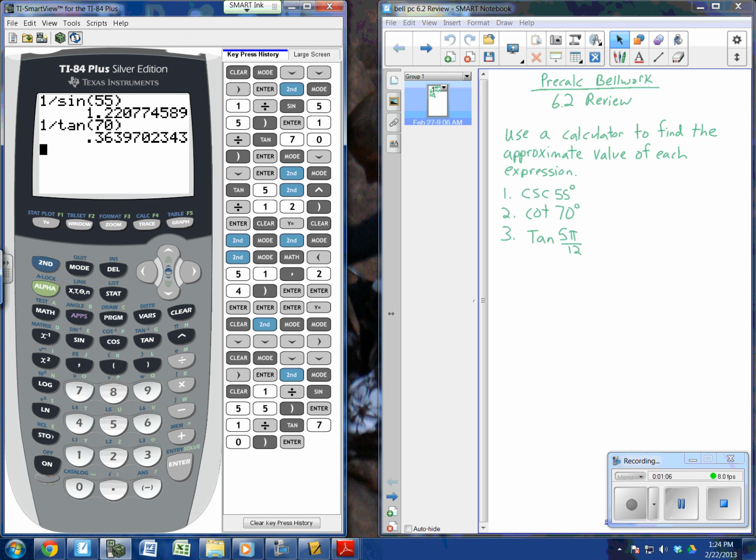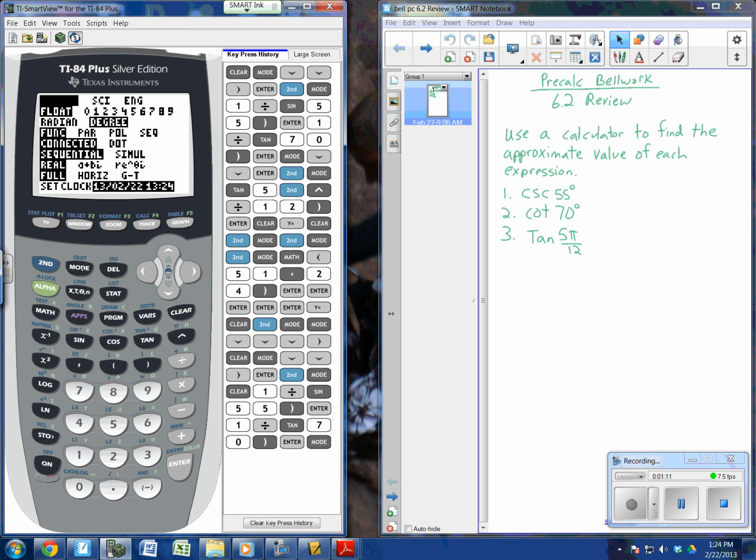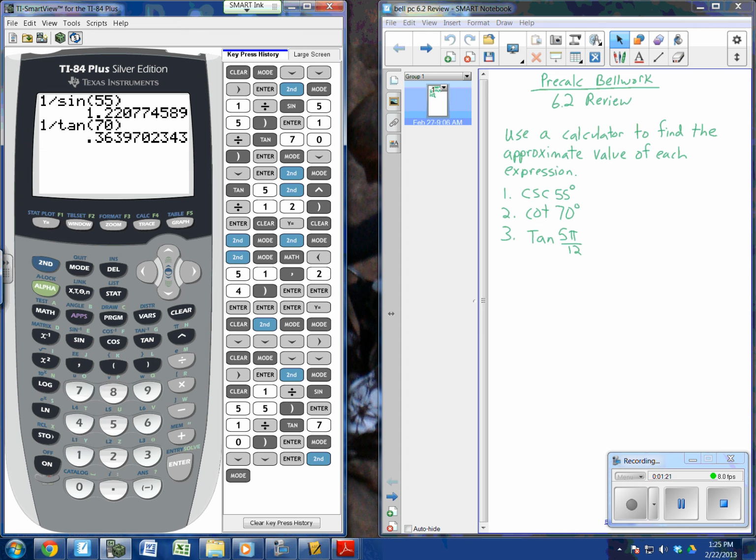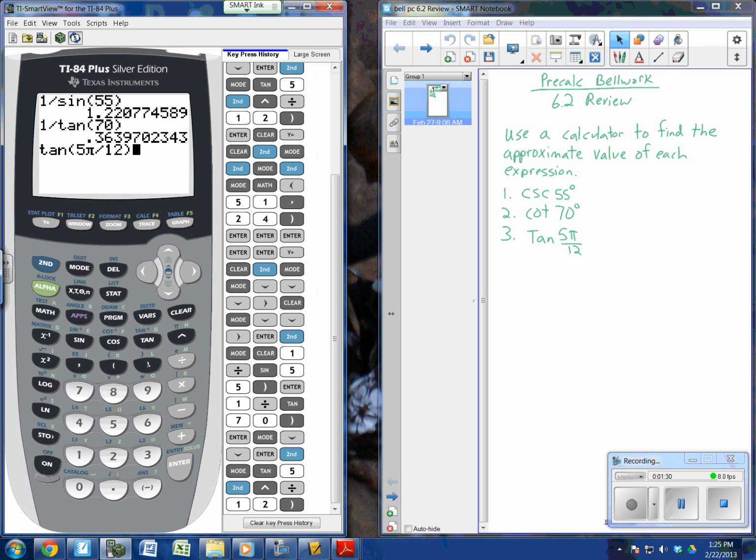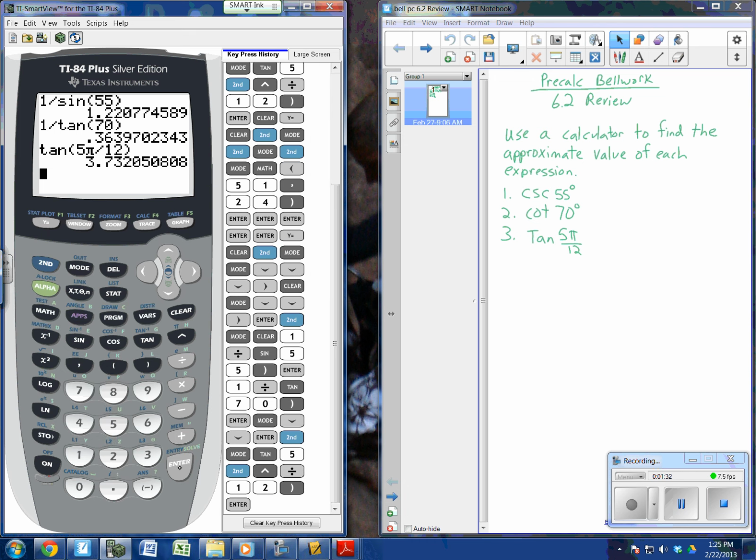And what would I put in for the third one? Exactly. I have to change my mode back to radians because it's in radians. And what do I put in my calculator? Tangent of 5 pi divided by 12, 3.73. How many of you had all of those? Good job.